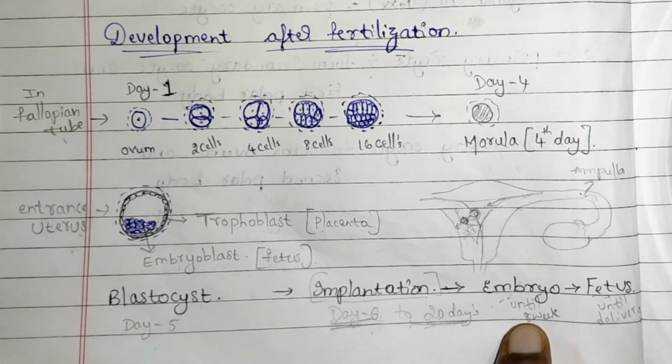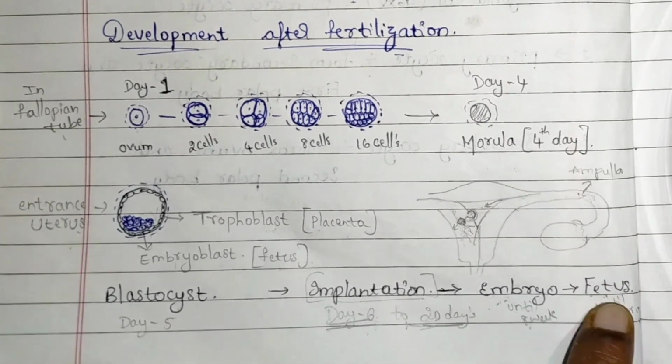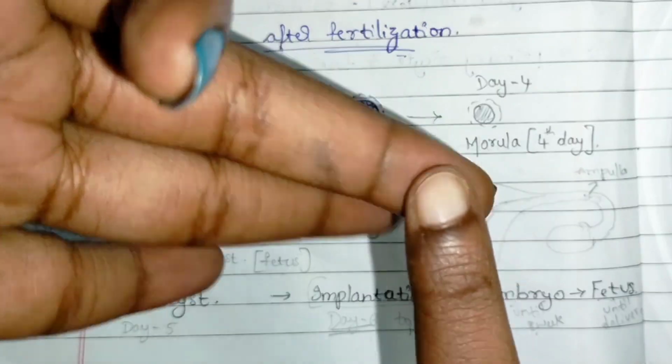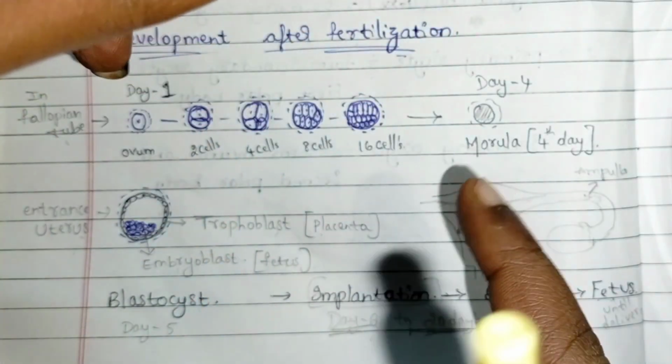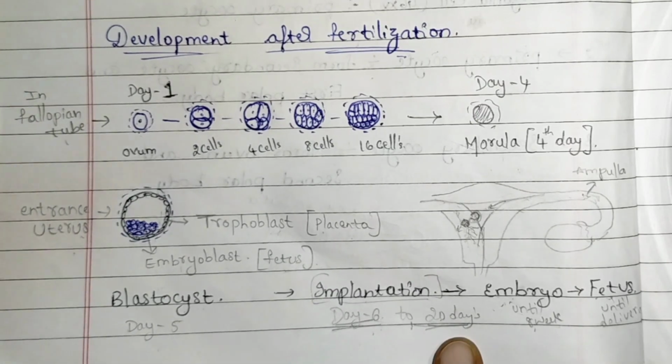At the fetus stage, the baby starts developing its organs, eyes, legs, hands, primary sex organs. Everything will start developing at this stage. After 2 months, it enters the fetus stage where the baby starts developing hands, legs, eyes, sensory organs, everything. And this is development after fertilization.